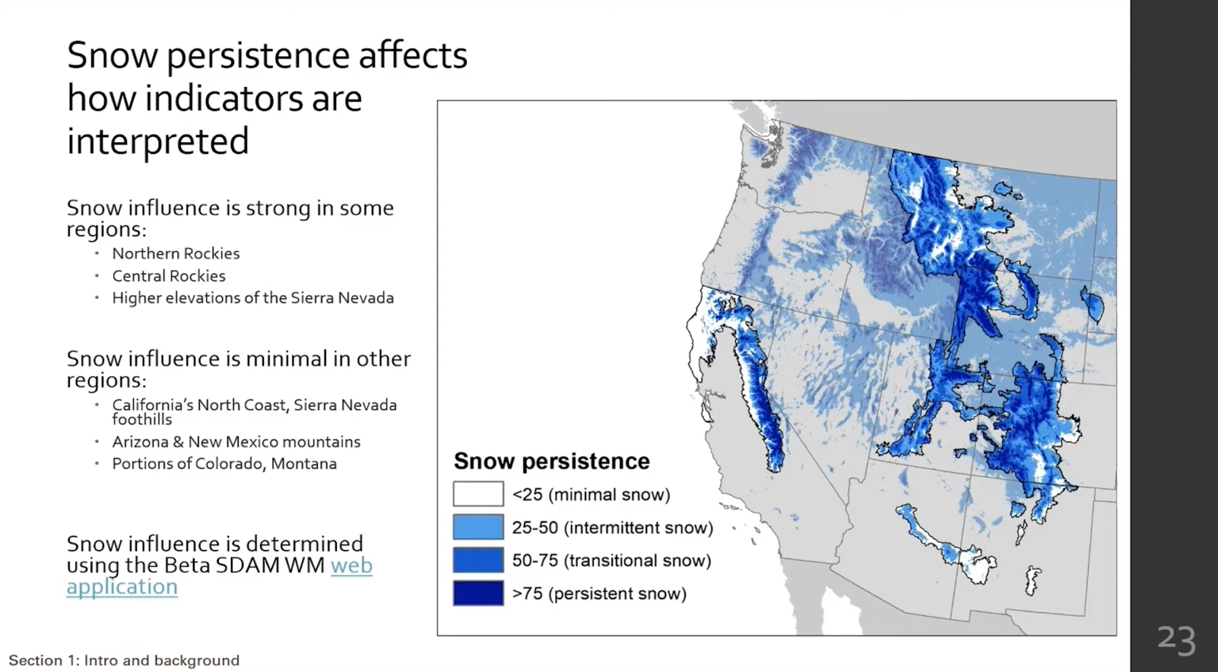Like the climatic indicators, the degree of snow influence is determined using the web application. It's a GIS process where we automatically calculate a buffer around the coordinates you provide and figure out the average. So again, you don't need to do any GIS analysis on your own to use the SDAM.